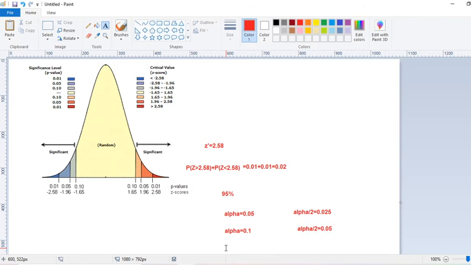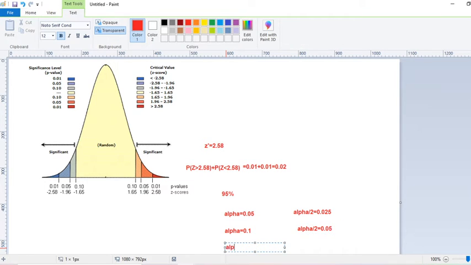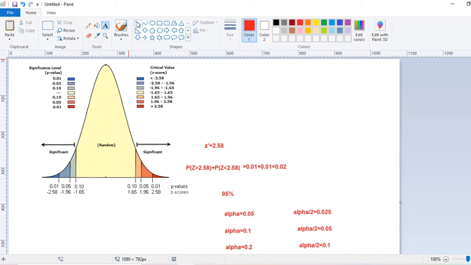Suppose you are taking alpha equal to 0.2, then alpha by 2 will be 0.1. Okay, so in the case of alpha equal to 0.05, that means alpha by 2 equal to 0.025.